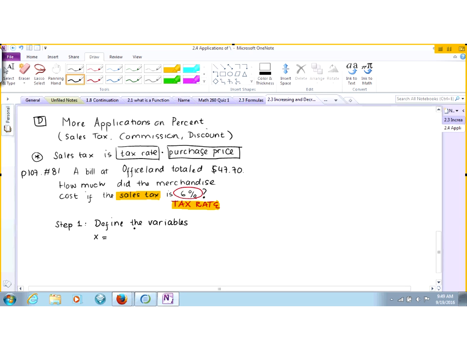So X is, no, I'm not going to write how much does the merchandise cost. I'm going to write down the original cost. Does it mean it includes tax or no? No. The original cost of the merchandise, or the original price. You could write longer, or just say the original price of the merchandise. Good.